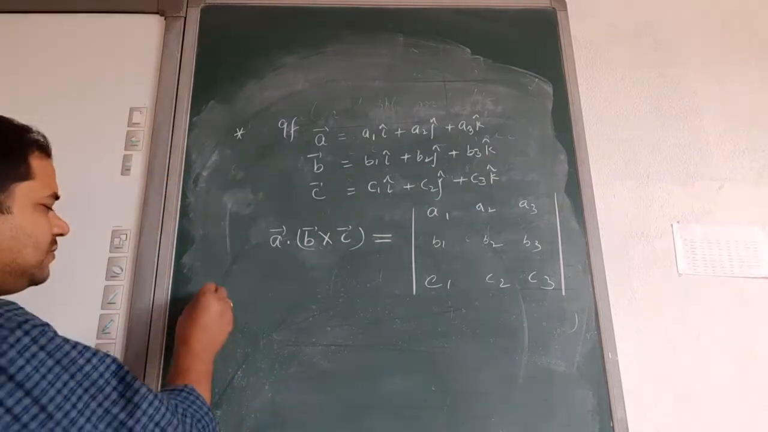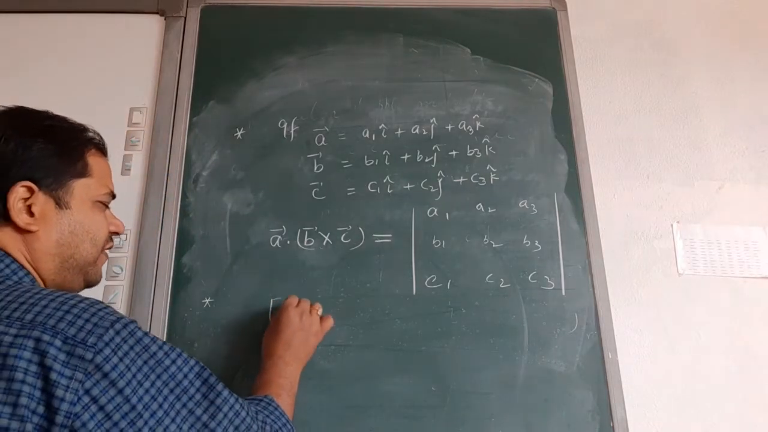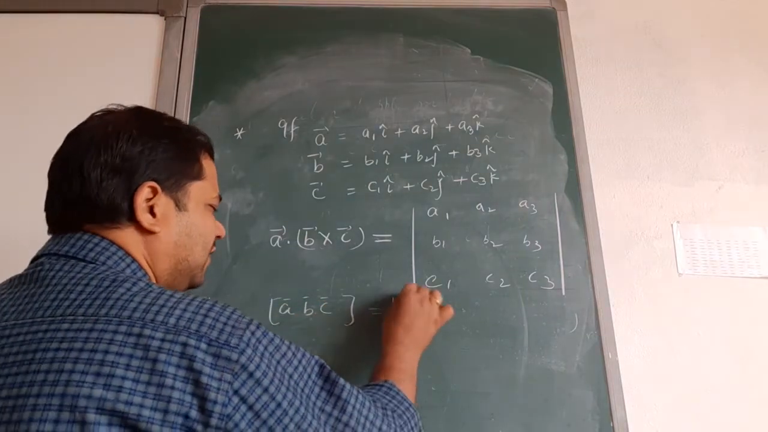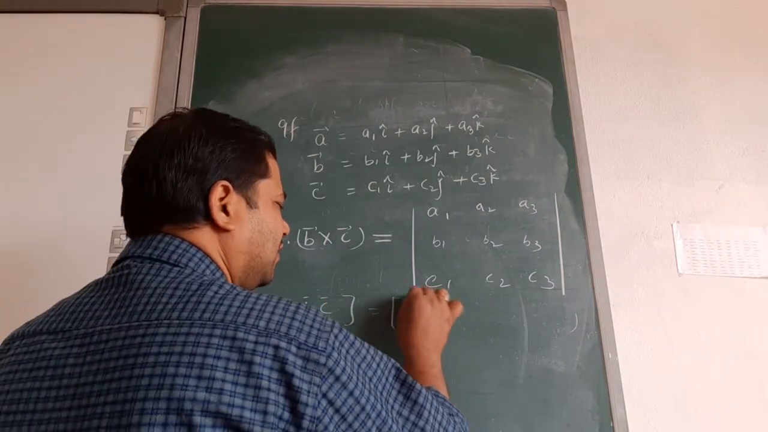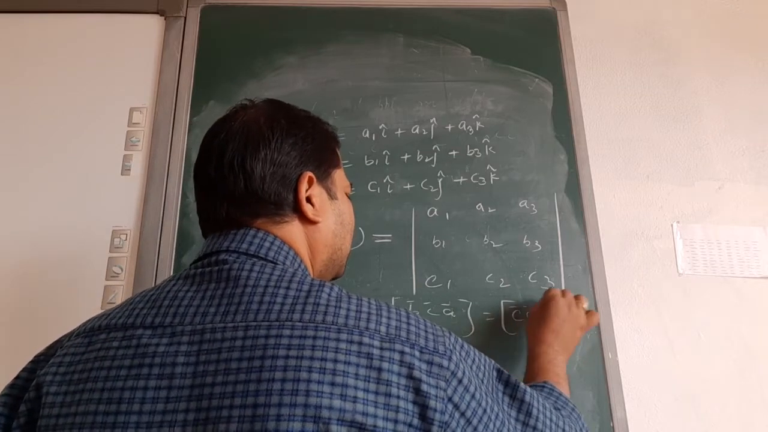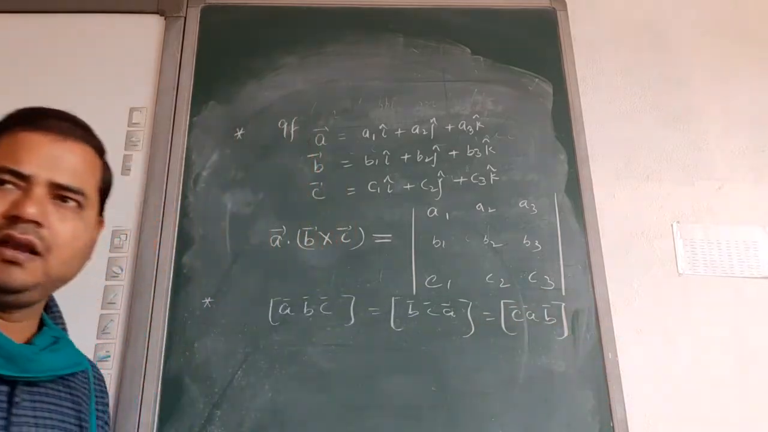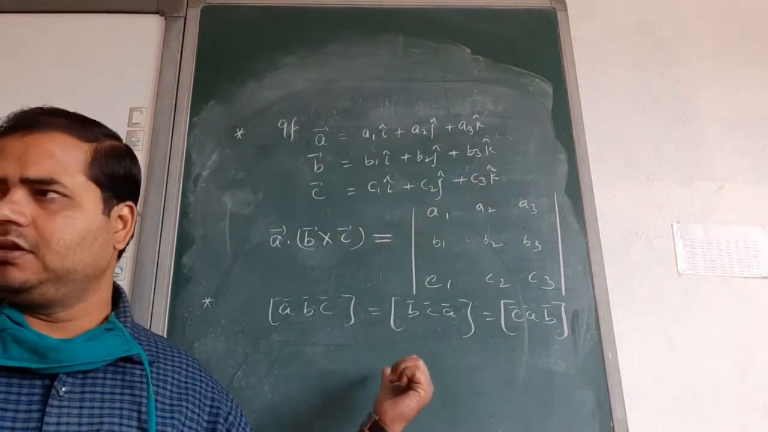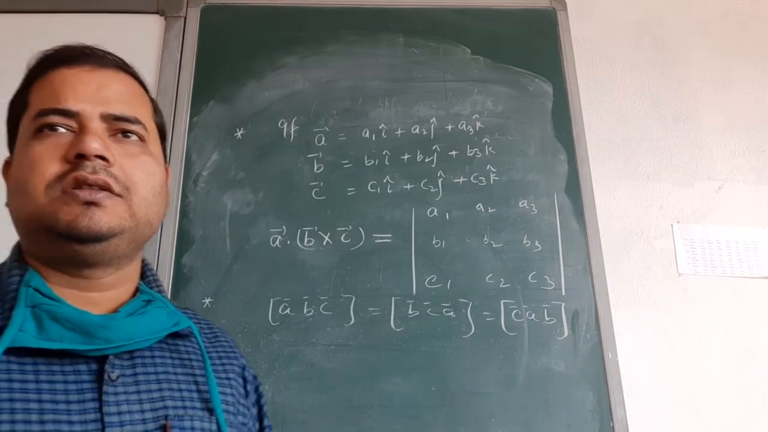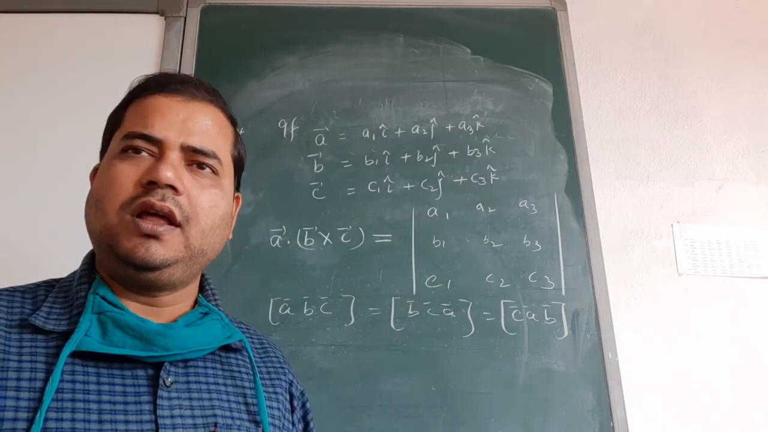Next result is [A B C] or [B C A] or [C A B]. They all are equal. Clear? Either A dot B cross C or B dot C cross A or C dot A cross B. These all are equal. Clear?